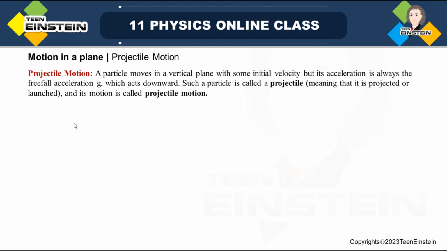So you might be thinking, what is this projectile motion? From this definition it is not very clear, right? So you might be thinking whether we have any real life example. Answer is yes. In our day-to-day life we experience this kind of motion.